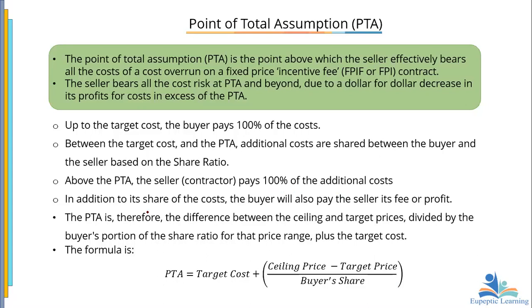Additional costs. In addition to its share of the cost, the buyer will also pay the seller its fee or profit. The PTA is therefore the difference between the ceiling price and then the target price divided by the buyer's portion of the share ratio for that price range plus the cost. So this is the formula. What is the target cost? So in the first case that we looked at, where we made an assumption that the project costs 750, we know that the target cost is 500. The ceiling price is 600.